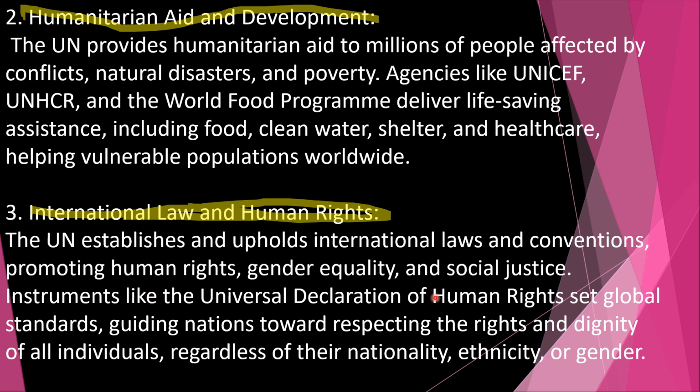Instruments like the Universal Declaration of Human Rights, in short we call it UDHR. Its implication here, the question is the implementation of the Universal Declaration of Human Rights. It sets global standards. Here, this is the point which is very, very much debatable. How far the UN has been successful is a point of question. Further, guiding nations toward respecting the rights and dignity of all individuals again is very much debatable and questionable, how far it has been successful or whether it's a failure. Regardless of their nationality, ethnicity, or gender, to what extent the UN has been successful again is a big question.